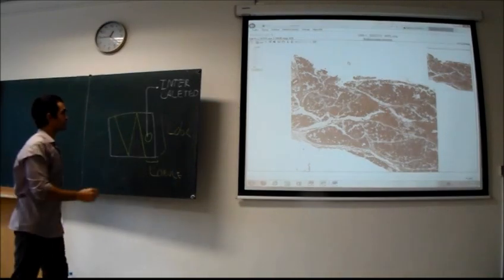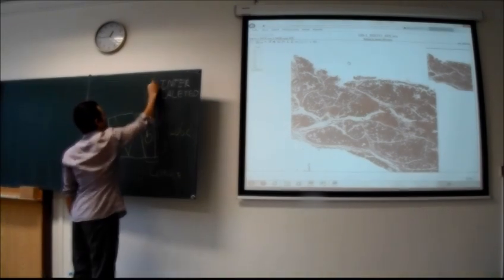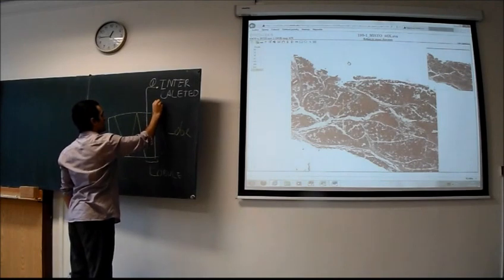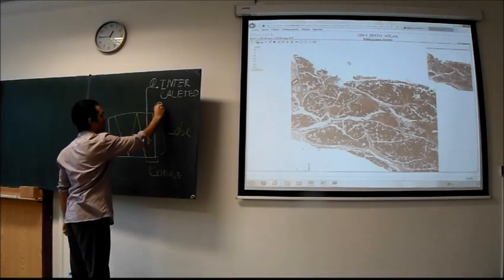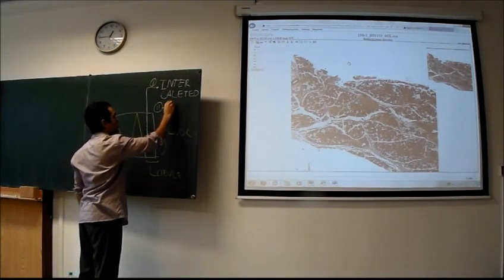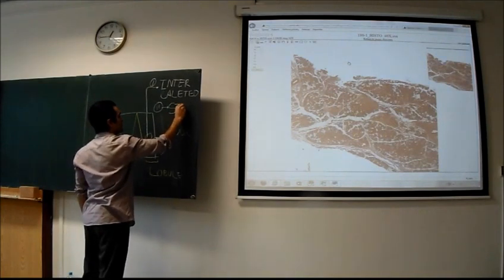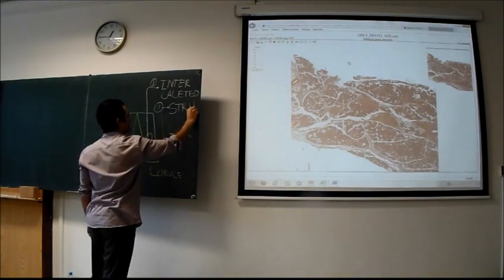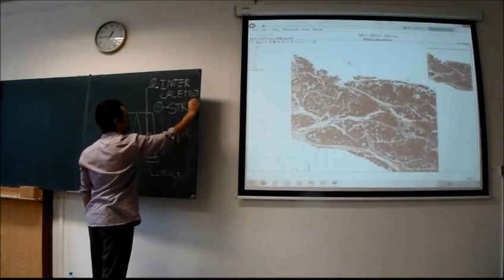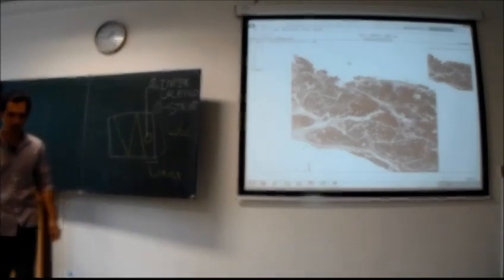Intercalated duct. That's the one. I'll put one here. The second one is striated. I'm using the word striated, it's called the striated duct.